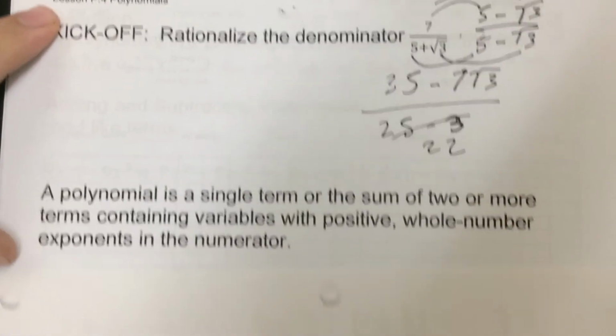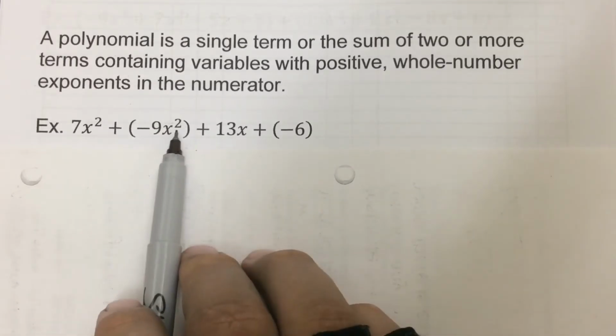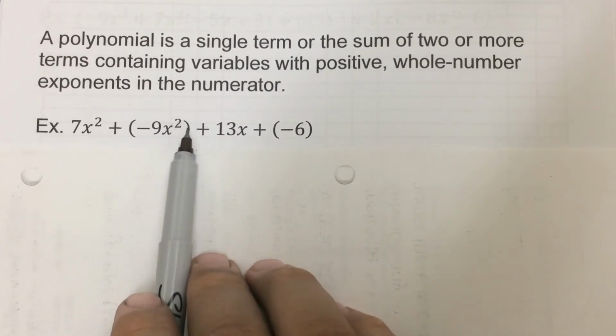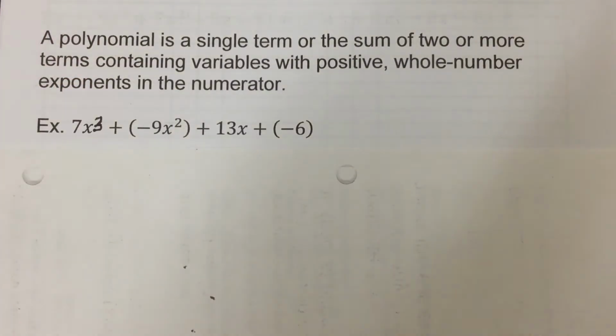So, getting into polynomials today. A polynomial is a single term or the sum of two or more terms containing variables with positive whole number exponents in the numerator. So, this would be an example of a polynomial. Key thing is the exponents have to be positive whole numbers. We can't have negatives and we can't have fractions with them. And I believe this is the typo. This is supposed to be to the third.